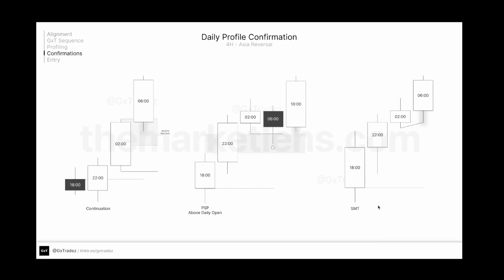Now, applying that same logic in a daily profile, being an Asia reversal, this is kind of just covering for New York traders, right? Because if I come into the charts and Asia is the high of the day or the low of the day, I'm just trading an expansion candle on the 4-hour away from that reversal, right?